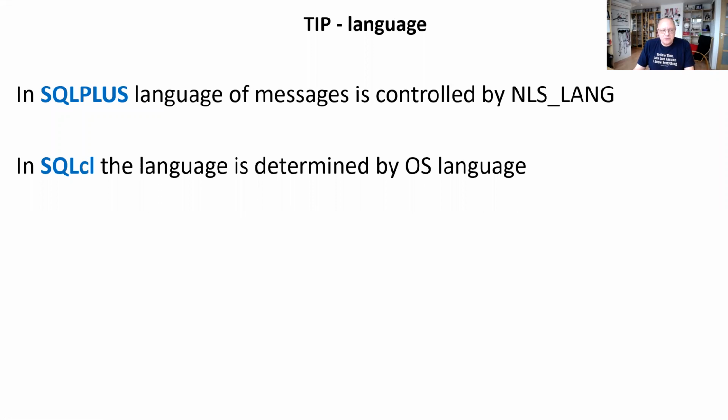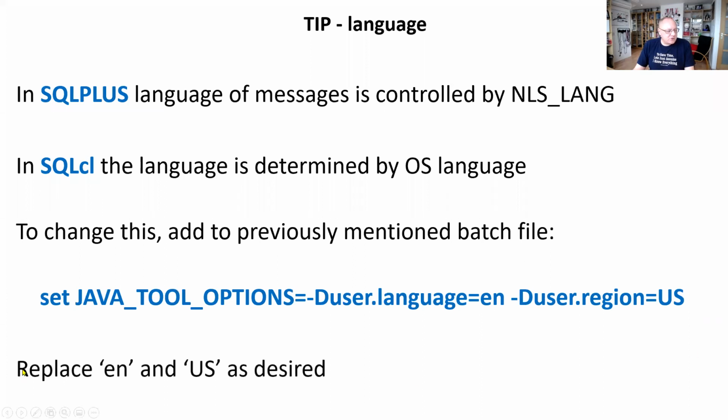Language. By default, well, not by default, SQLcl will give you the messages based on the language of your operating system. In my case, that would be Dutch, and I sure don't want that. If you want to change it, you need to set this one, JAVA_TOOL_OPTIONS. You can do that system-wide, of course, but then it will be true for every Java application that you run. If you just place this in a batch file, again, the batch file that you use to run your SQLcl, then it is true for SQLcl and not for all the other tools you use.